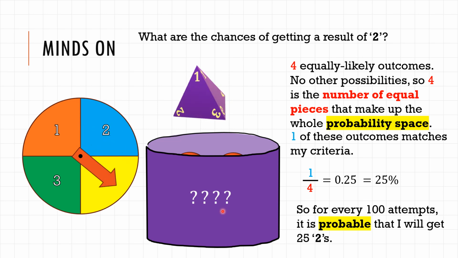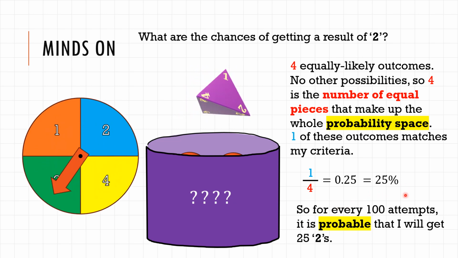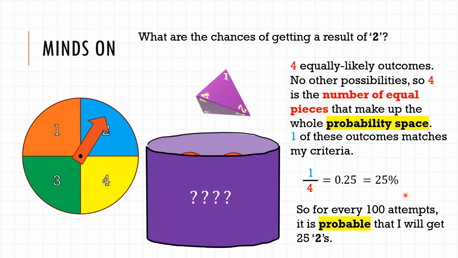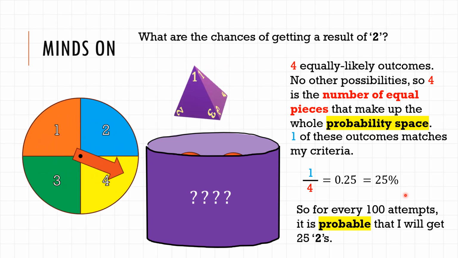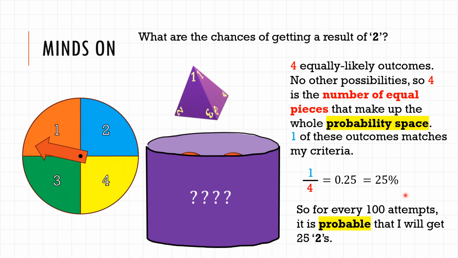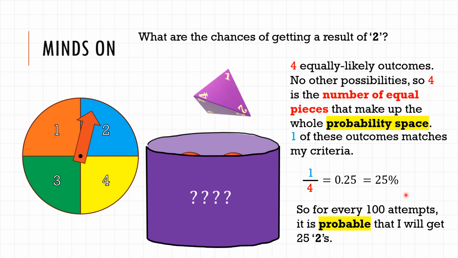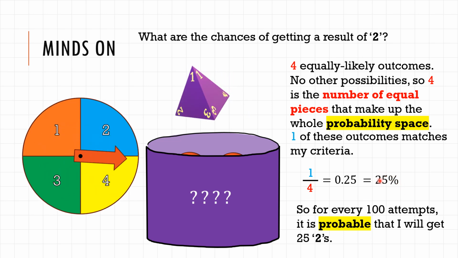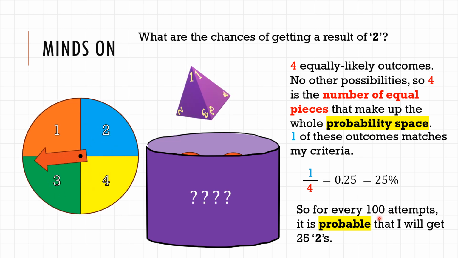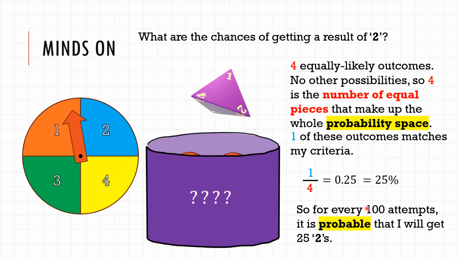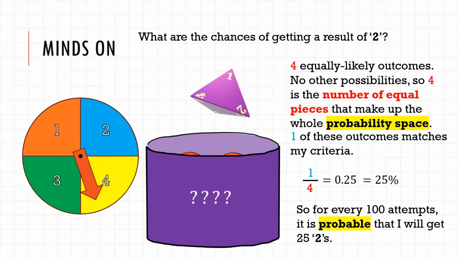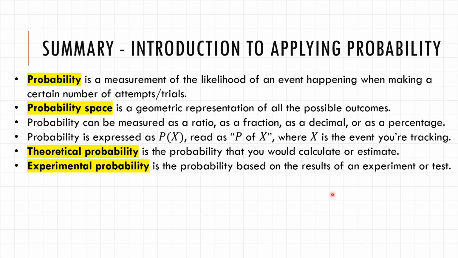So what does 25% mean? The word cent is a Latin prefix that means 100, like centuries, 100 years. There are 100 cents in a dollar. A centennial is a 100th anniversary. So per 100, that's what this means. That means that for every 100 attempts that we make, it's probable that we're going to get 25 results that are a 2. So that's what this unit is going to be about.